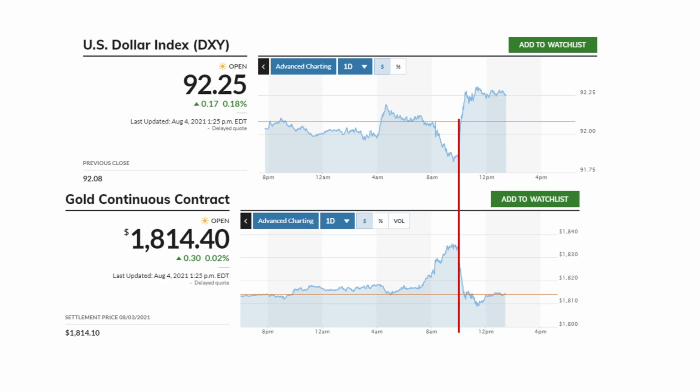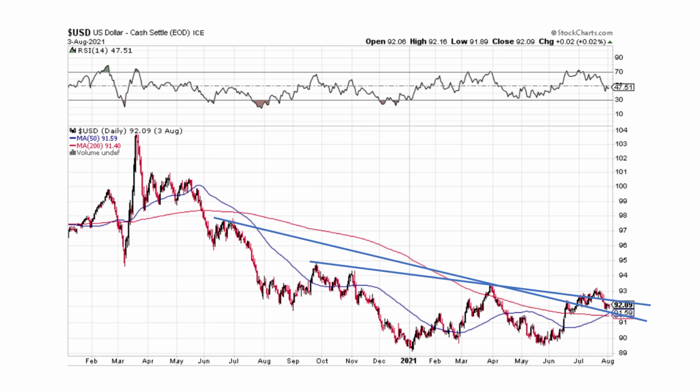Now today, looking at gold and silver, we got the dollar, DXY up top, and the gold continuous contract on the bottom. Look at how well these align. The dollar was falling and shot higher. At the same time gold reversed and shot lower. So there is a connection between the dollar and gold, quite obviously, just by looking at this daily chart today. So I want to look at the dollar.